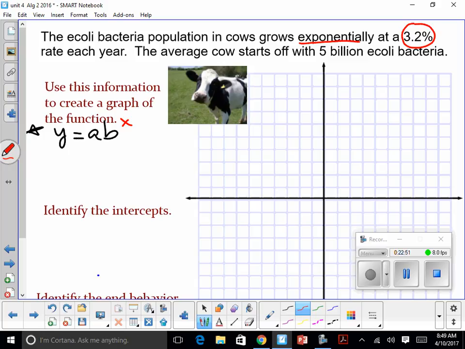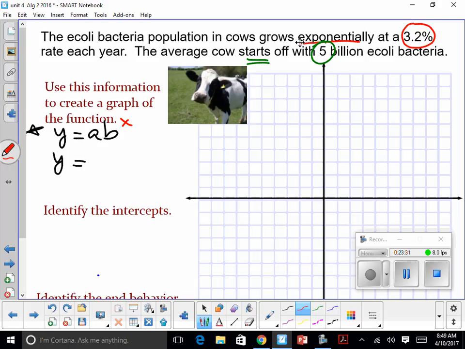If you ever get these problems where something begins and you're told how much it's going to grow, A is where you started, the initial amount, and B, of course, is going to be that percent. The average cow starts off, and I wish they could double underline that, with 5 billion E. coli bacteria. So step 1, create an equation. Some people wrote down the equation, but they didn't fill in the numbers. The only 2 numbers you need are the A and the B. The X stays the same. Can someone say out loud what the A is going to be, the initial amount? Is that 5 billion? Now you just need the B.